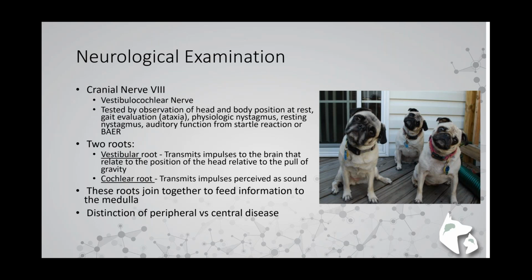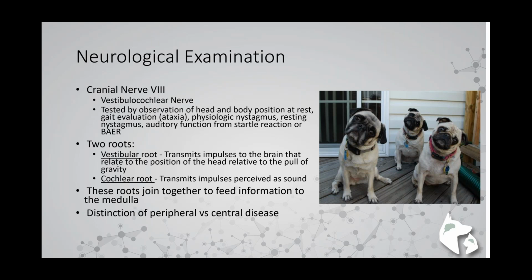All right, next we have cranial nerve 8. This is your vestibulocochlear nerve. It's called vestibulocochlear because there are 2 roots. You have the vestibular root that will give the brain input on the position of the head in space, so if you're balanced with the horizon. And there's also the cochlear root, which is going to transmit information that the brain then perceives as sound.